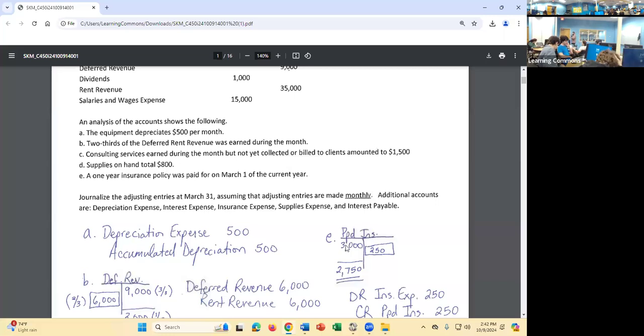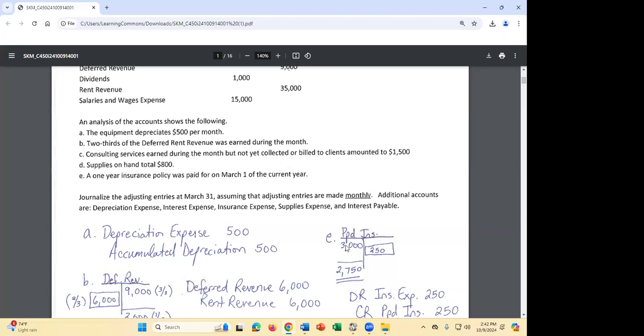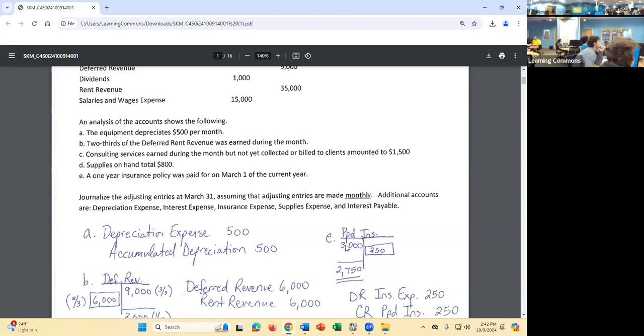So if consulting services have been earned, what account should that tell me? Not deferred. If I've earned it, right? Deferred means unearned, right? So if I've actually done the work of consulting, we have earned revenue, and it would be service revenue or consulting revenue, right? We can say consulting service. That is not a debit.